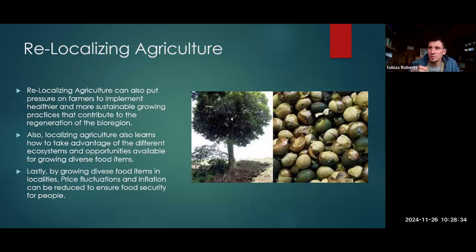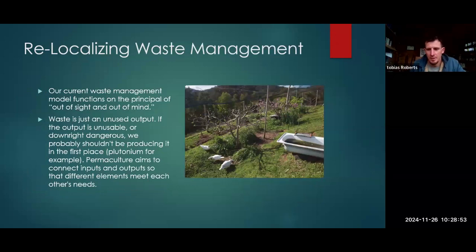By returning to localized food production, we're going to be less vulnerable to these price fluctuations because of geopolitical tensions, due to the rising price of fertilizers, due to all of these different issues. So that's one example of some of the benefits that come with relocalizing agricultural production.